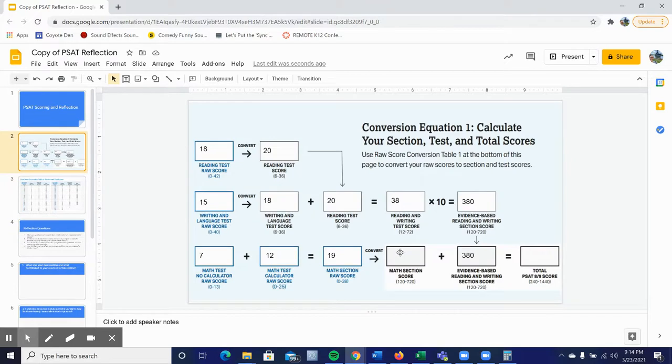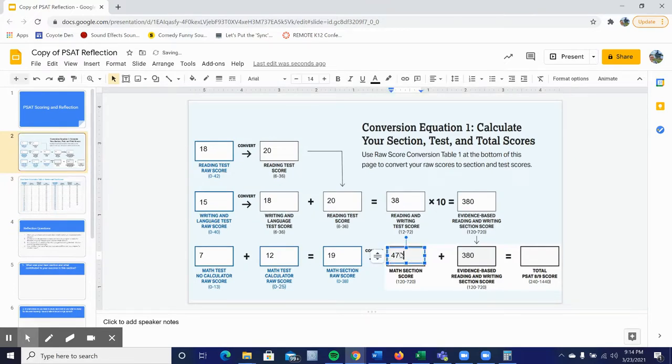So we would come back over. We would write down 470 points. And then we would add our 470 and our 380 together for an overall combined score on the PSAT of 850 points.